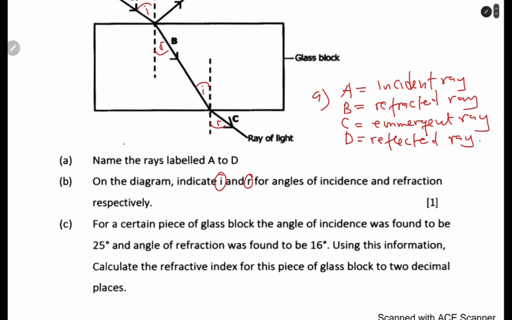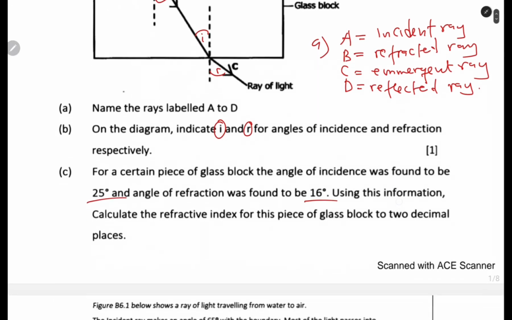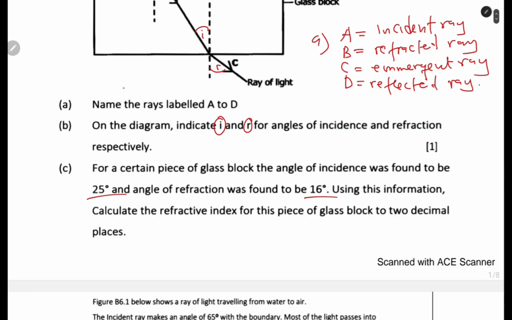Then question 2, that is C. For a certain piece of glass block, the angle of incidence was found to be 25 and the angle of refraction was 16. Using this information, calculate the refractive index. So you need to know how to calculate the refractive index. Refractive index is just sine I over sine R. And by now you need to know how to state Snell's law. I'll leave that one up to you.